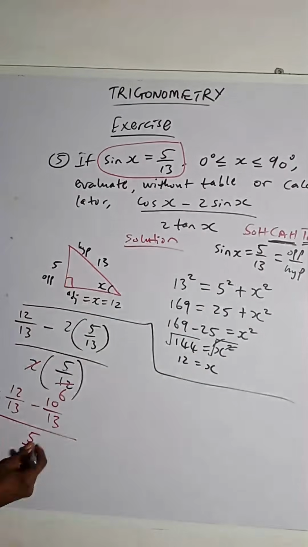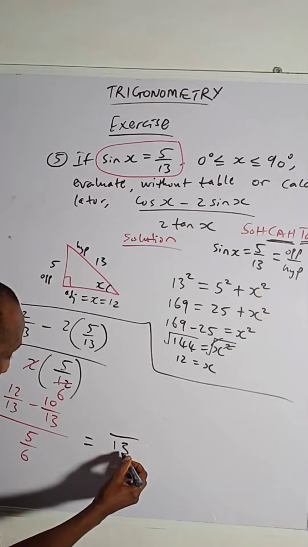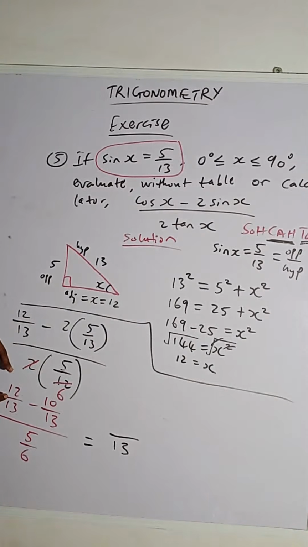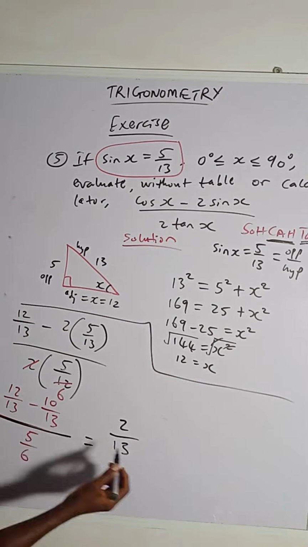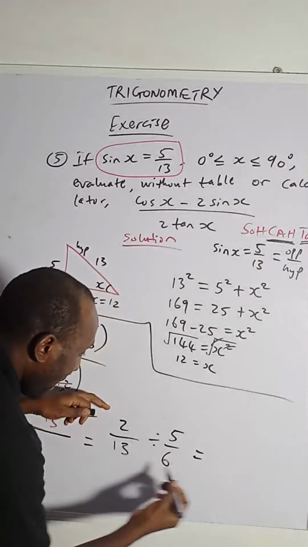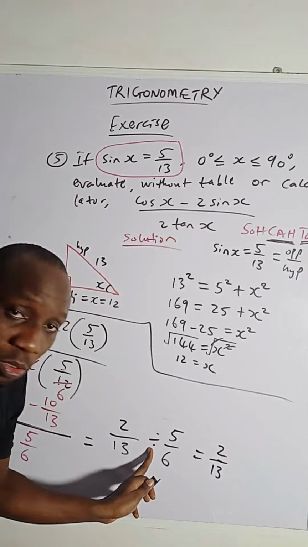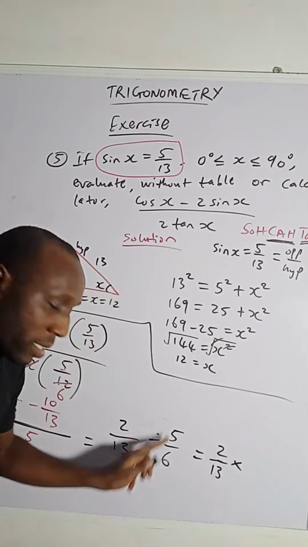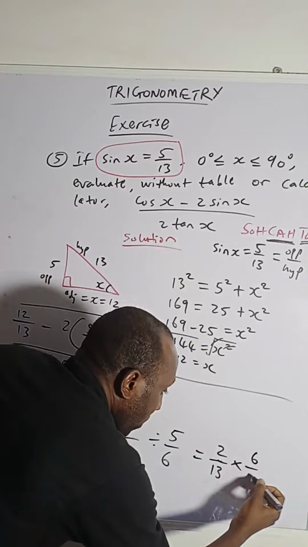So this is going to be equal to what? They have the same denominator, right? So I'm going to have 13, and I will subtract the numerator. So you do 12 minus 10, which is 2. This is 2 over 13, but this is divided by 5 over 6. If I change this division sign to multiplication, I will have to invert this fraction from 5 over 6 to 6 over 5, okay?